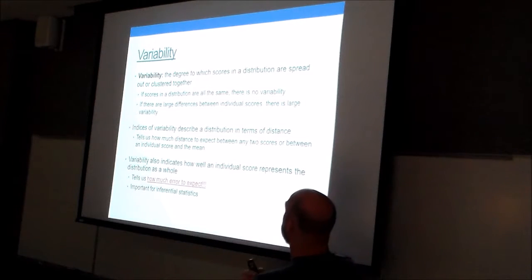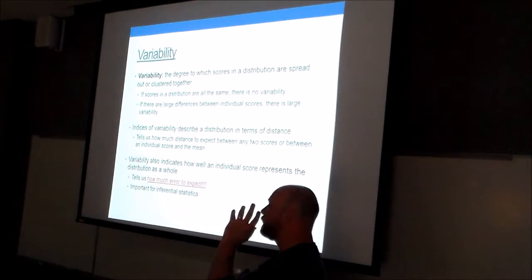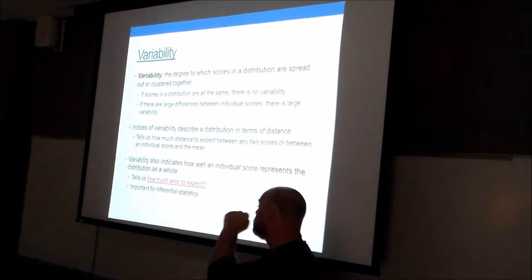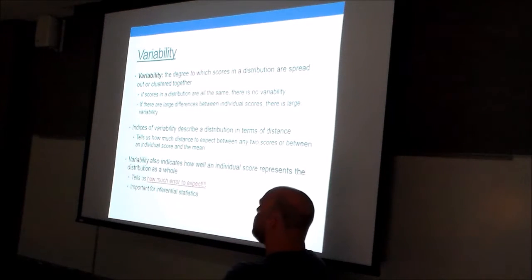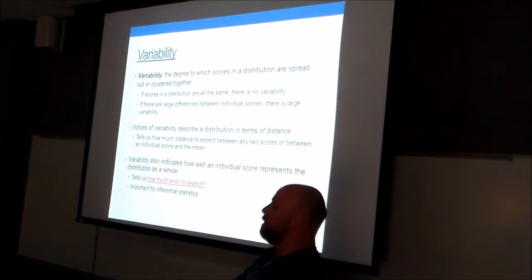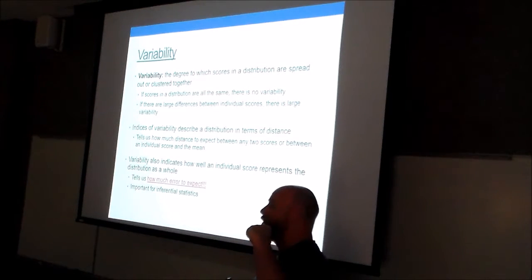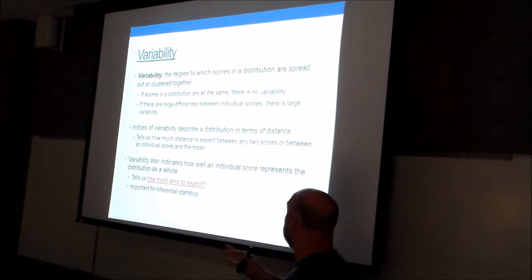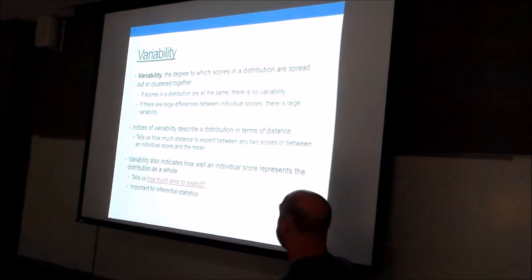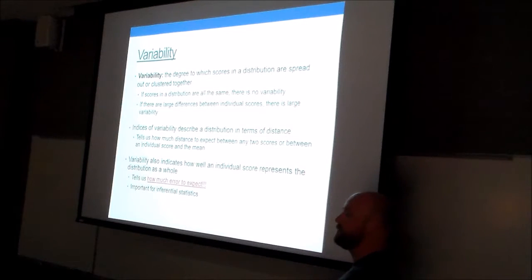Okay, cool. All right, so I'm going to move on, start talking about variability. If we're talking about variability in general, not variance, but variability. Variability refers to the extent to which our scores are spread out or clustered together, okay? If the scores of a distribution are all the same, there's no variability.